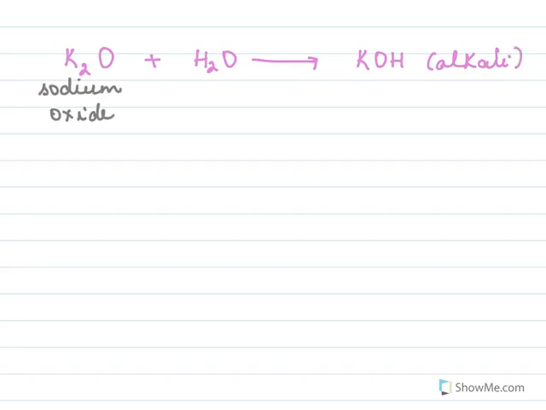Same thing if you take potassium oxide and you add it to water, it dissolves, so we'll get an alkali, and that alkali is potassium hydroxide. Now why do we call it an alkali? Because it dissolves in water. So this is sodium oxide, which is a solid. You dissolve in water, which is a liquid, and you get sodium hydroxide. And since it dissolves in water, we put aq. It is an alkali.